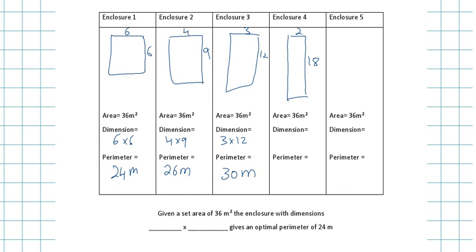Anyone doesn't know what was happening here? We're trying to find dimensions that if I multiply them, it gives me 36. So 6 by 6 gives me 36. For the perimeter, you add all of the sides. So 6 plus 6 plus 6 plus 6. And 4 plus 9 plus 4 plus 9.